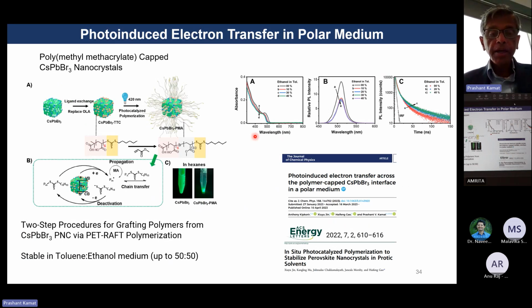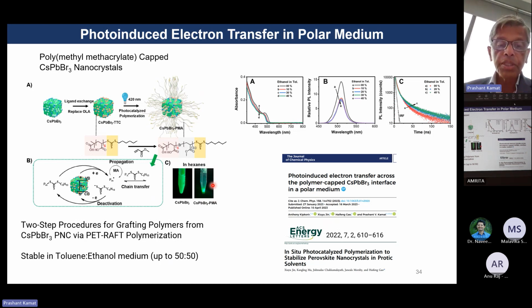So moving forward, we also used polymethyl methacrylate capped cesium lead bromide nanocrystals for reduction purposes. Here you can see we increase the ethanol concentration. There is an initial decrease, but later on it didn't make any difference. So even here it is stable in water, but the only problem is it is not suspendable. So these kinds of systems, nanocrystals, if protected properly, one can use in a polar medium for photocatalysis.